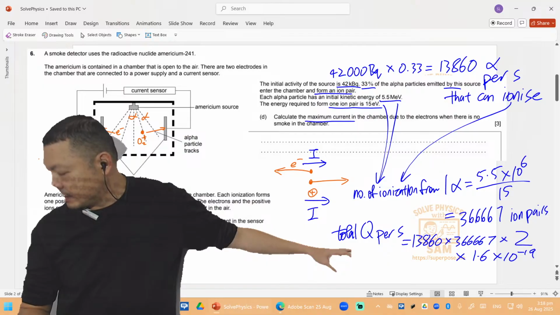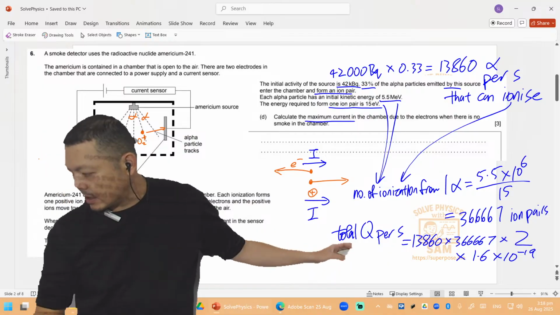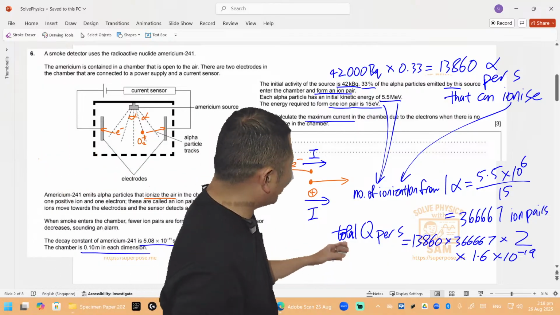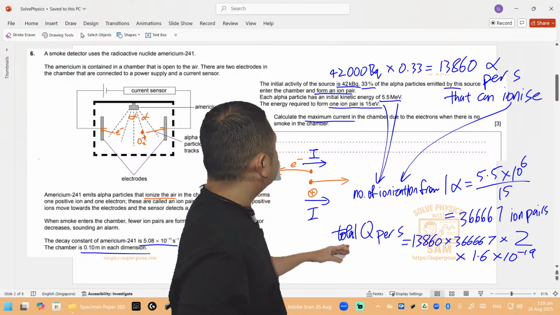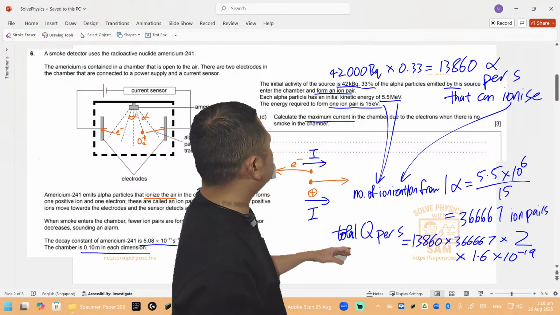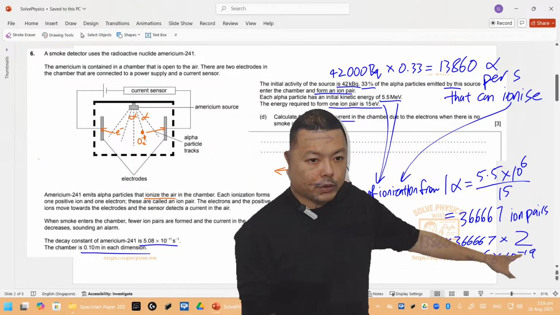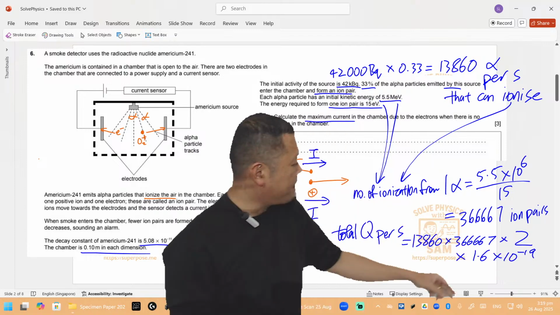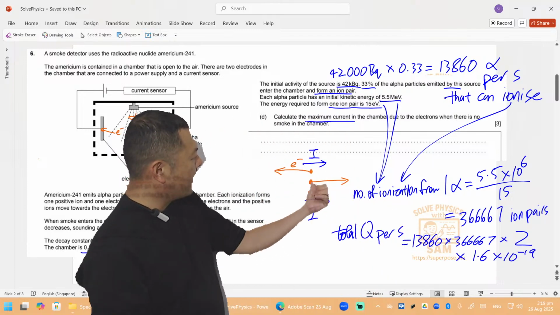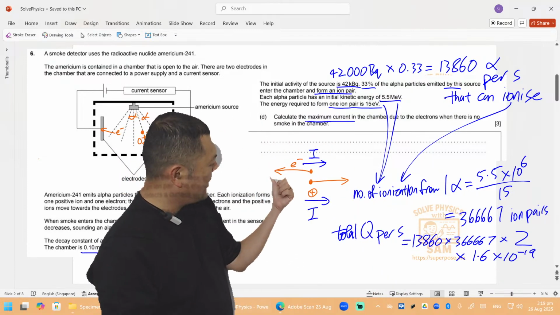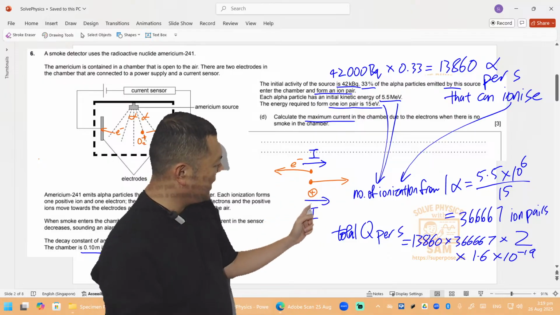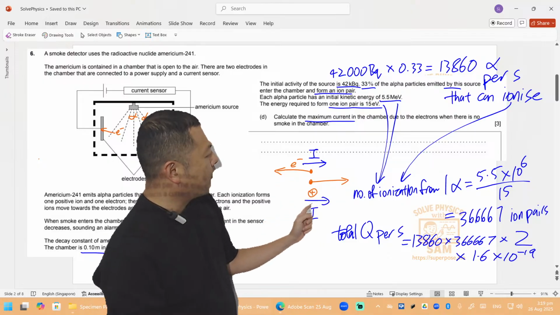Wait, let me check first. Yeah, okay. Then the total. Oh shoots. Okay. I multiplied by 2. You know why? I multiplied by 2 because I was going with one electron and one positively charged air molecule.